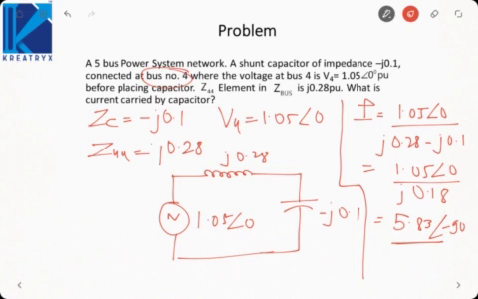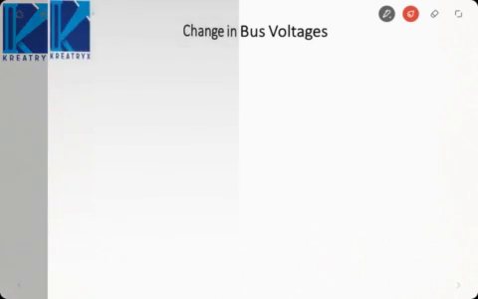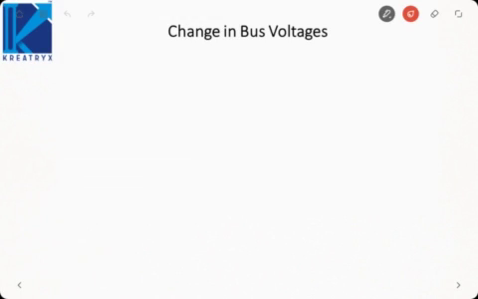Now whenever there is a fault on any bus, the generators connected to the other buses will also supply the fault current. As we saw earlier, whenever there is a fault, all the generators in the system start supplying current. Similarly here, generators connected to other buses will start supplying the current, and we need to know what will be the new voltage at each and every bus. That is, we want to know the change in bus voltage. Now usually fault analysis is done assuming no load condition.